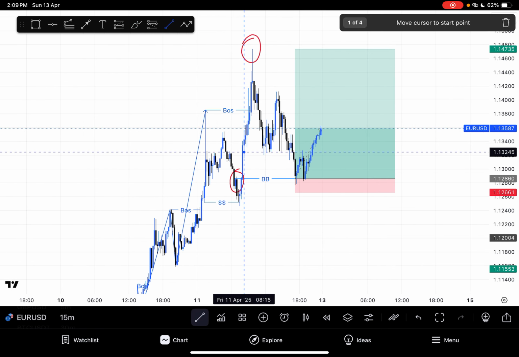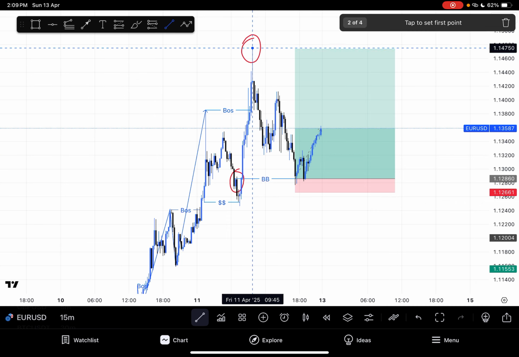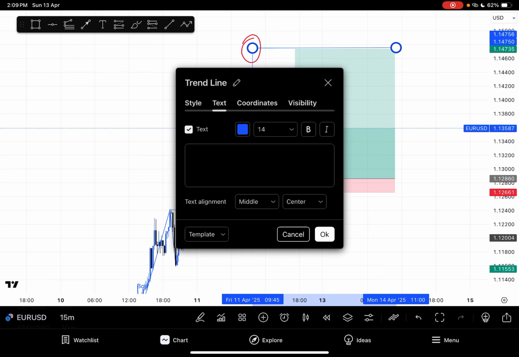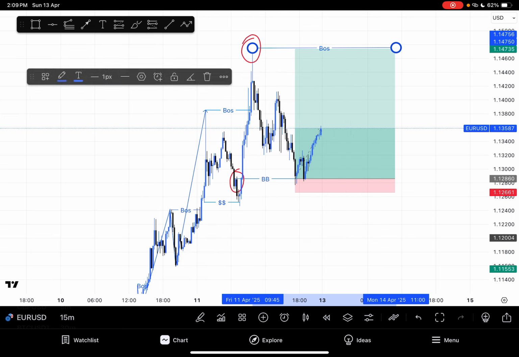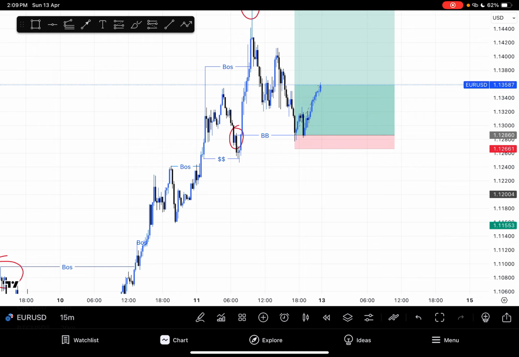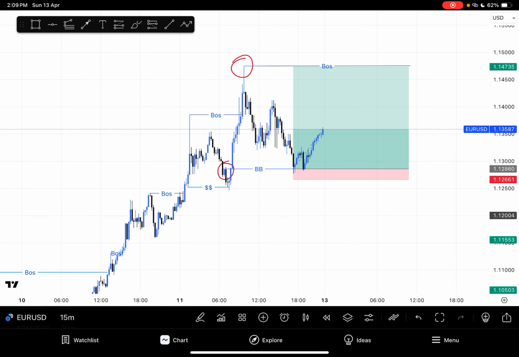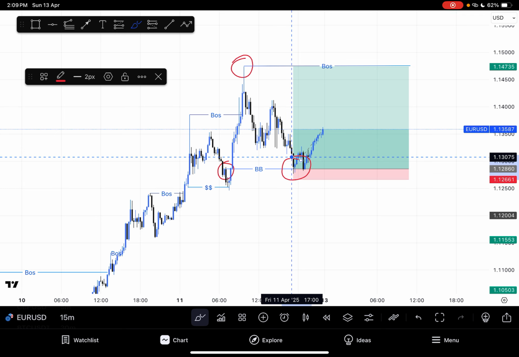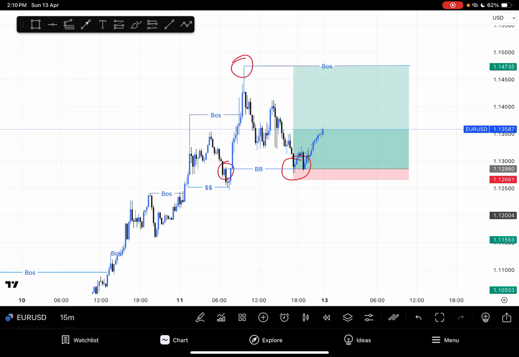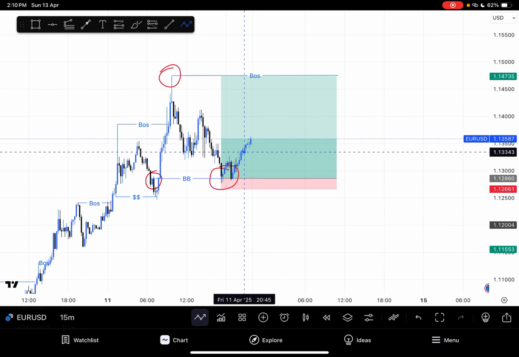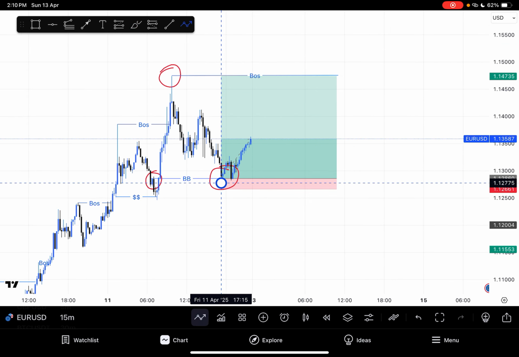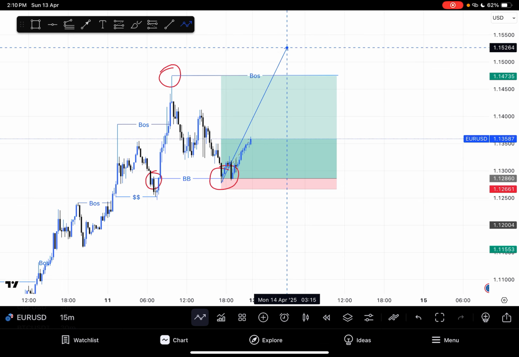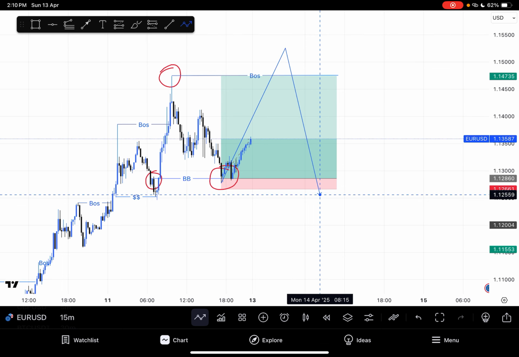So now if price should create a break of structure here, this region now will be the previous low. If price should create a break of structure, that will be the previous low. So now if price should move from this direction, let's say price moved from this direction now, created a break of structure, came down again.